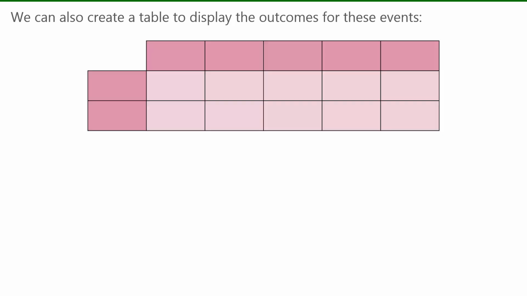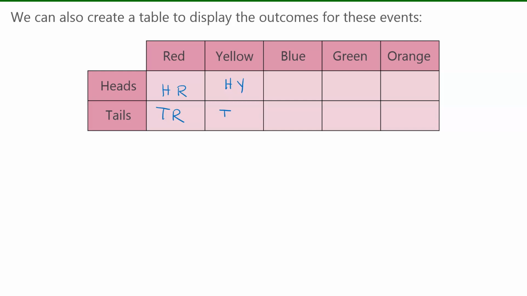We can also create a table to display the outcomes for these events. So I would draw my table, and I would list all the different possible outcomes for one event. So in this case, the colors on my spinner. And then I would list the possible outcomes on my second event. So in this case, it's a coin, so I would get heads or tails. And then I would complete my table. So I have heads in red, tails in red, heads in yellow, tails in yellow, heads in blue, tails in blue, heads in green, tails in green, heads in orange, tails in orange.